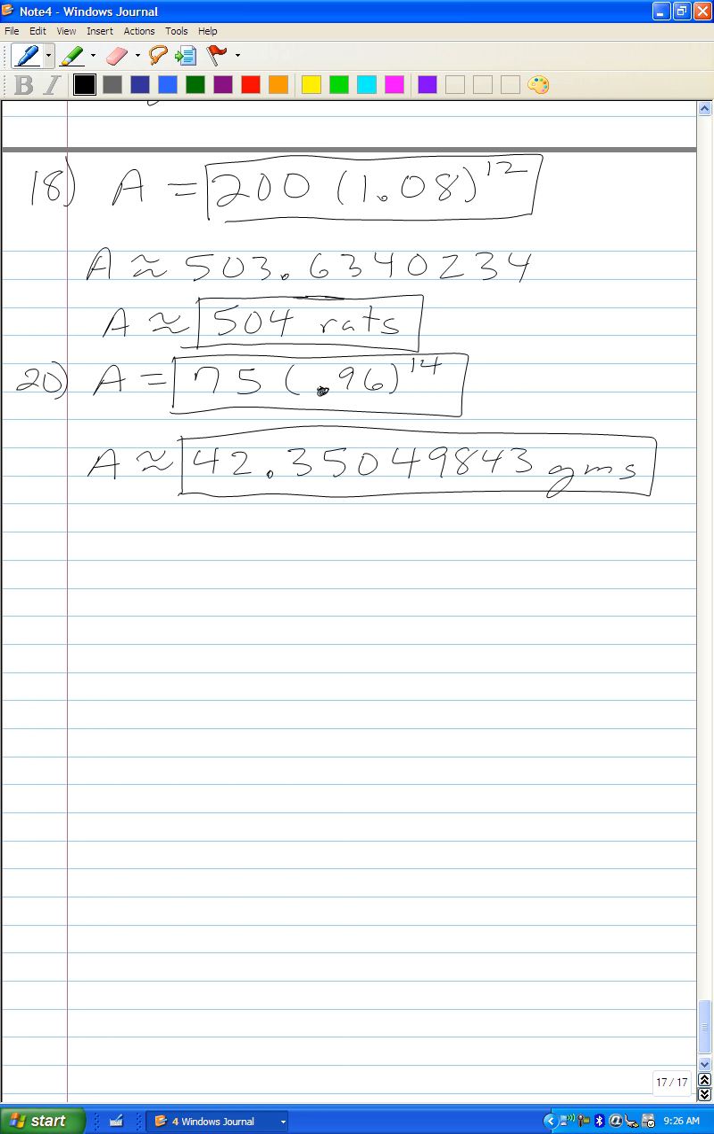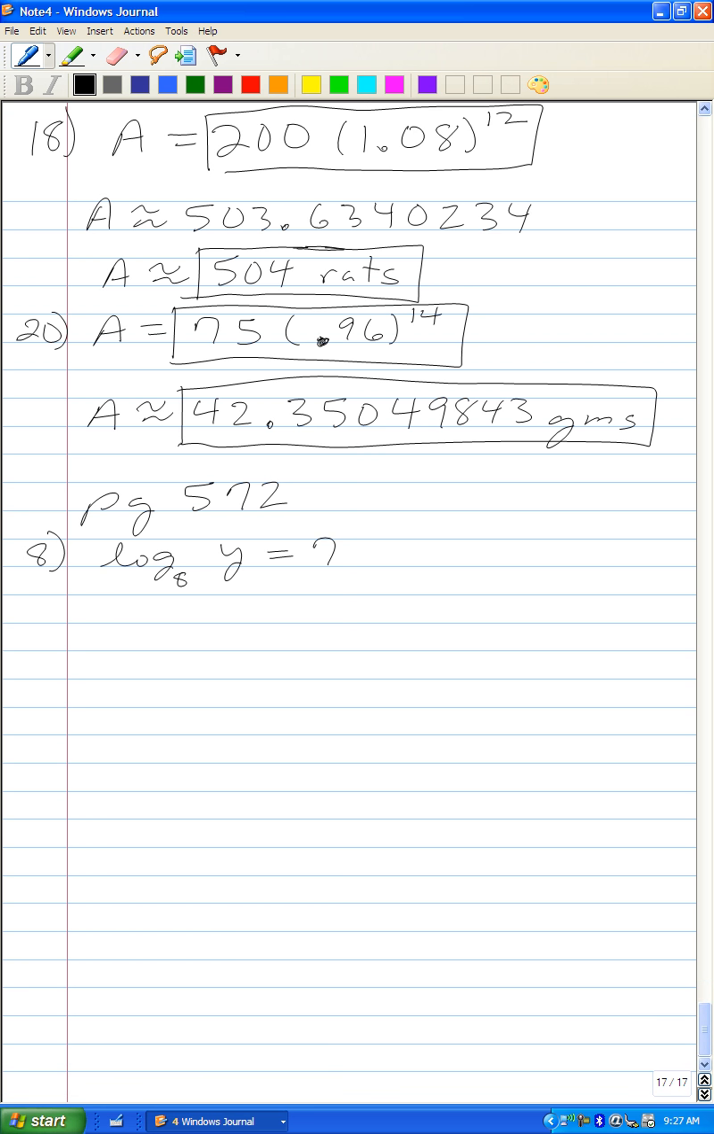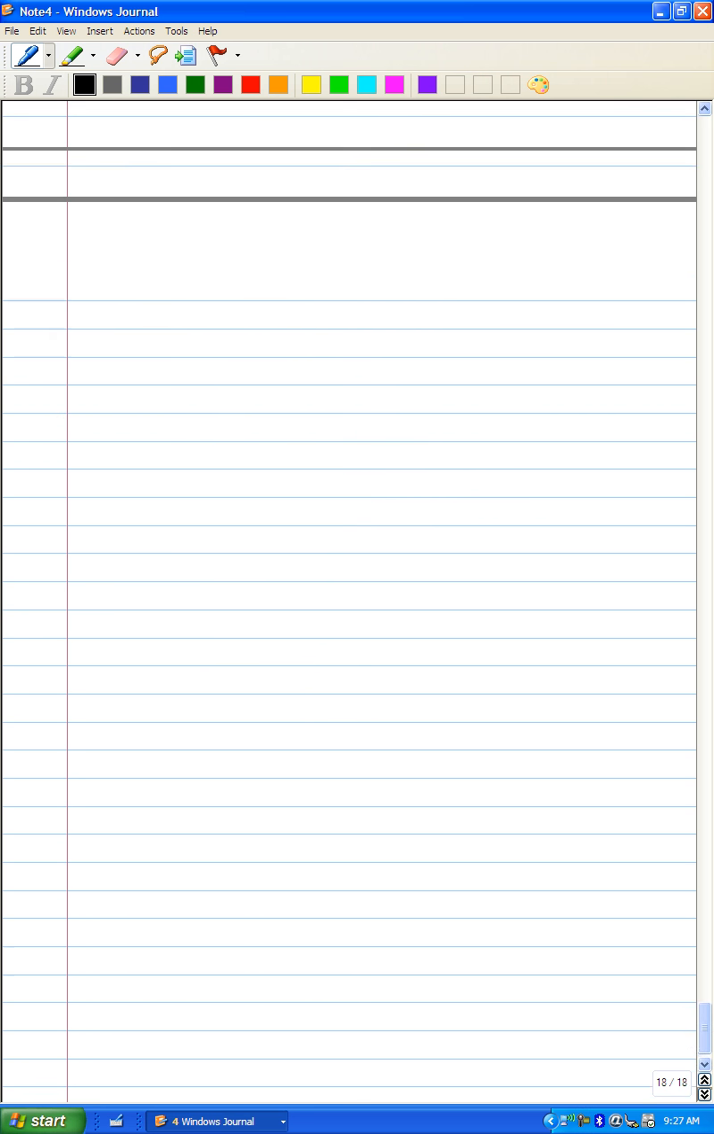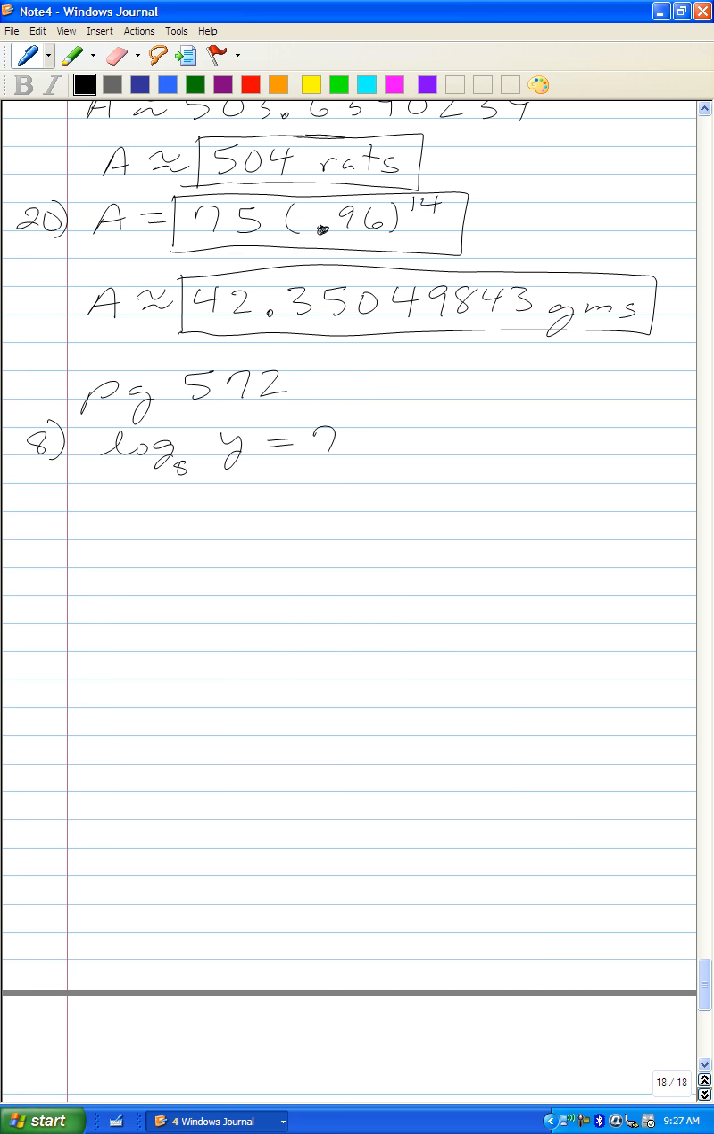So section 9.5, page 572, problem number 8. Write each as an exponential equation. Log base 8 of y equals 7. So let's change this logarithmic form into an exponential form. The base is 8, the exponent is 7, and the result is y.